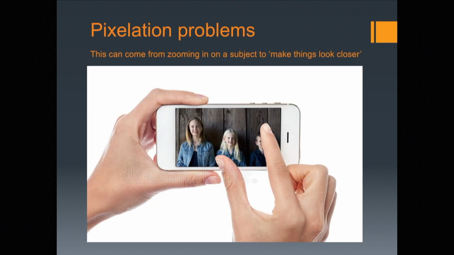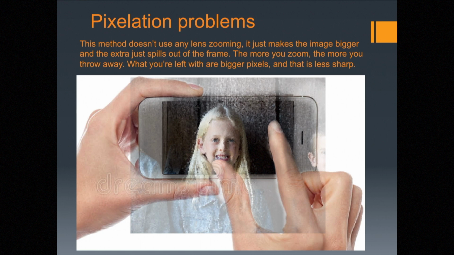So let's talk about the pixelation problem first. This can come from zooming in on a subject to make things look closer. So we have this shot and we're zooming in, and this method doesn't use a lens zooming. It just makes the image bigger and the extra just spills out of the frame. So the more you zoom, the more you throw away. What you're left with are bigger pixels, and that is much less sharp.